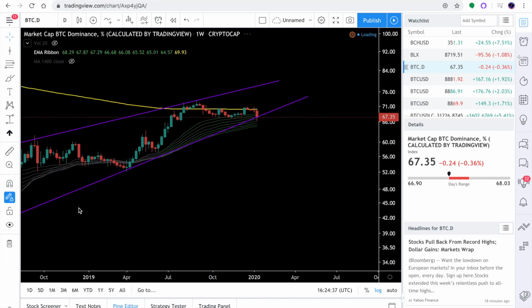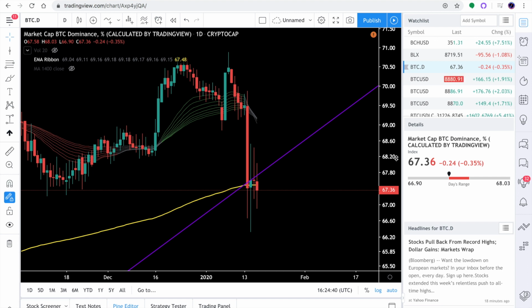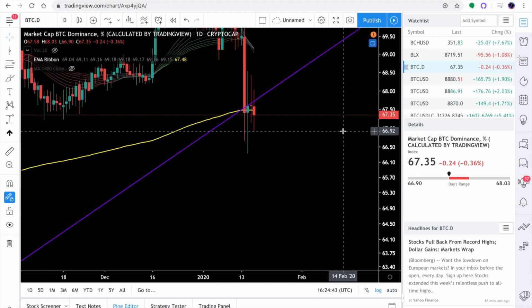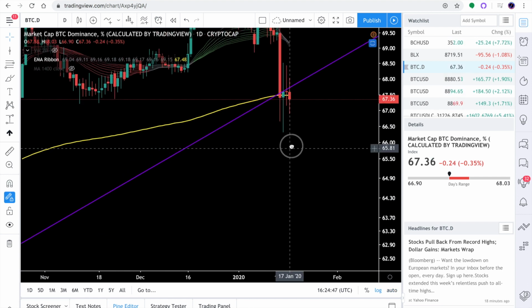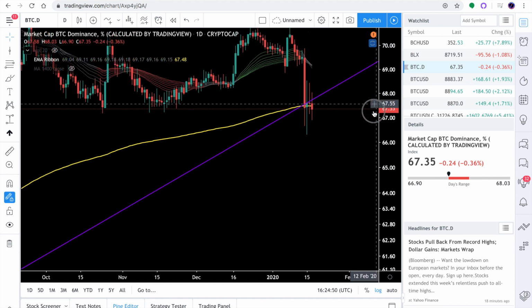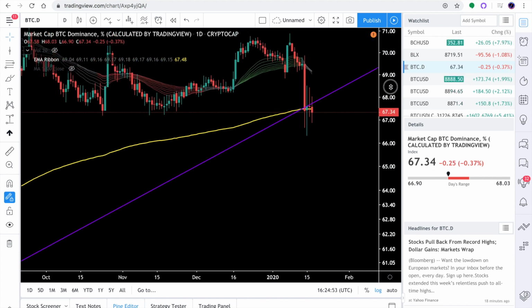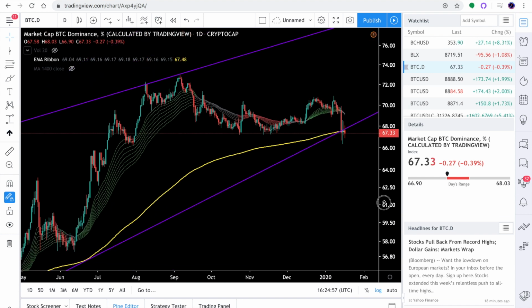So let's break this down a little bit lower to the daily. Yeah, the daily's definitely struggling with that 200-day moving average as well. So we'll have to see what happens there. That looks like it's actually starting to curve down, the 200-day. The EMA ribbon flipped neutral. That's coming down pretty hard soon, and we'll have to see how that plays out.